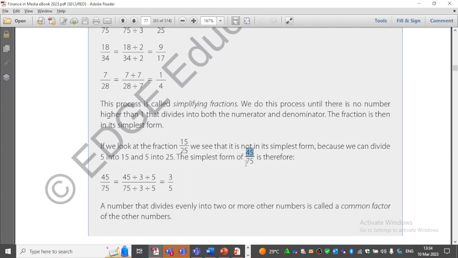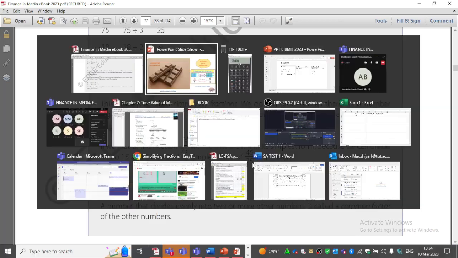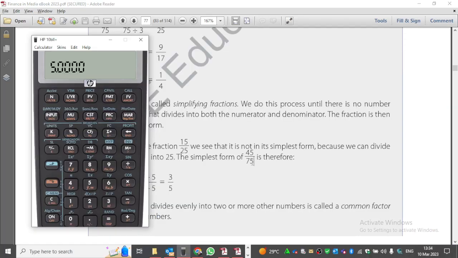So you can start by simplifying this fraction by 3, and say 45 divided by 3 and then 75 divided by 3. I just need a calculator. We're going to say 45 divided by 3. This will give us 15. And then we're going to say 75 divided by 3. That's going to give us 25. So now we have got 15 over 25.